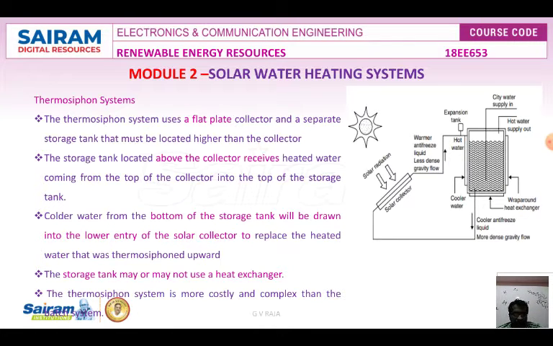So here the cold water will move down and the hot water will move up. The hot water will be placed here. That hot water will be given to the tap. So the top surface water, in the sense the hot water, will be given to the tap. This is nothing but the thermosiphon system. Here sometimes a heat exchanger is also used in order to provide the auxiliary heating process.